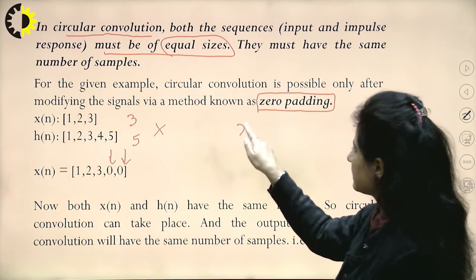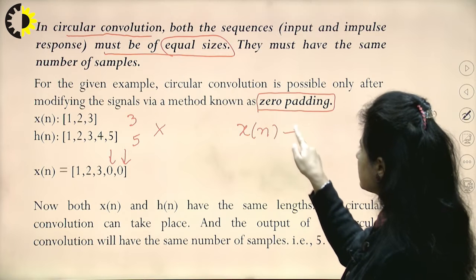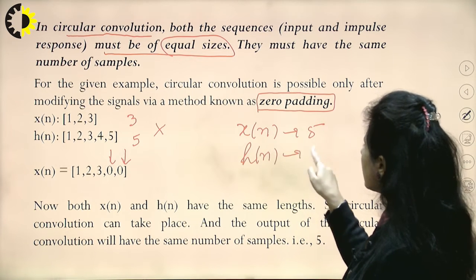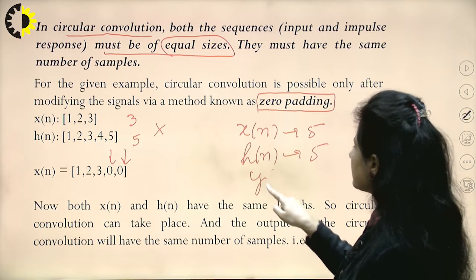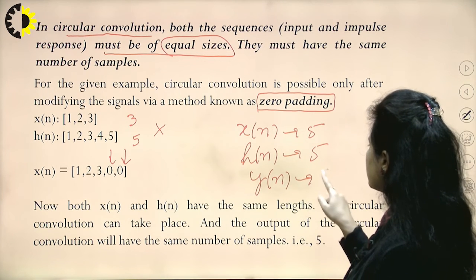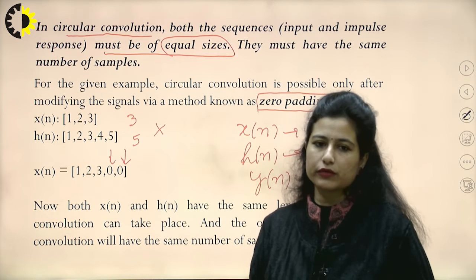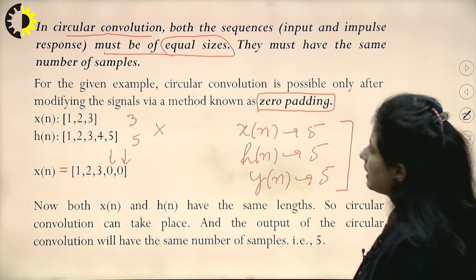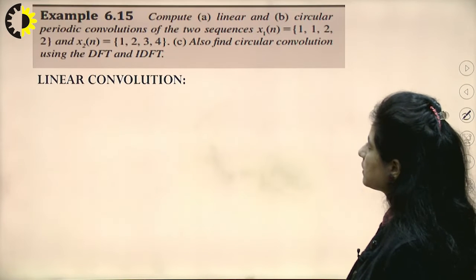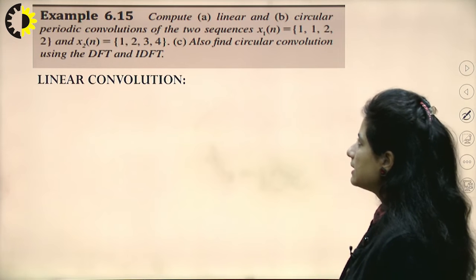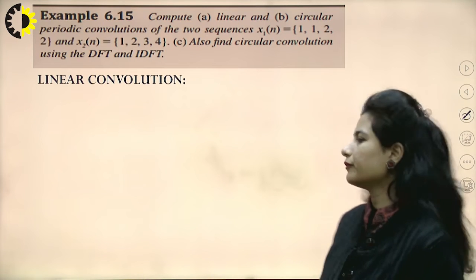So if x(n) has a length of say 5, h(n) is also having a length of 5, ultimately the output sequence would also have a length of 5. So all these three sequences in circular convolution would be of equal length. These are two differences between linear and circular convolution. Let us now learn different techniques: how do we carry out circular convolution?